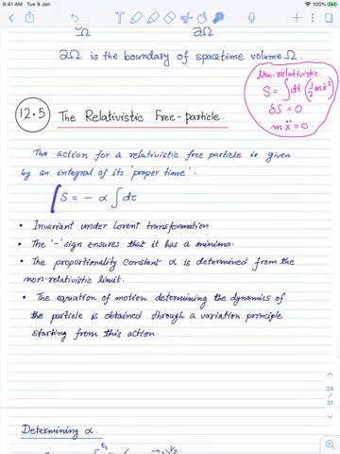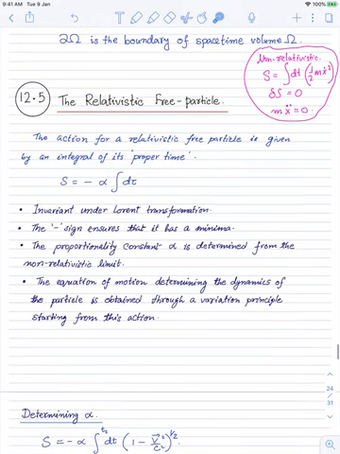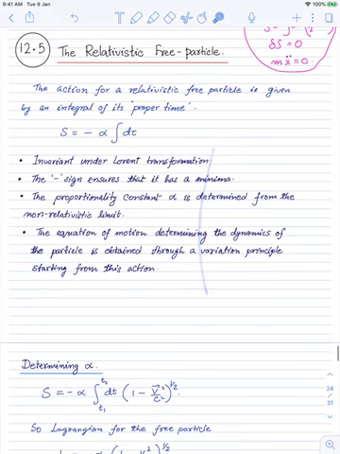So if I take this action, there are some properties that I have listed here. Of course, this is invariant under Lorentz transformation. This minus sign I have put in ensures that the action has a minima rather than a maxima, because we are talking about proper time here.